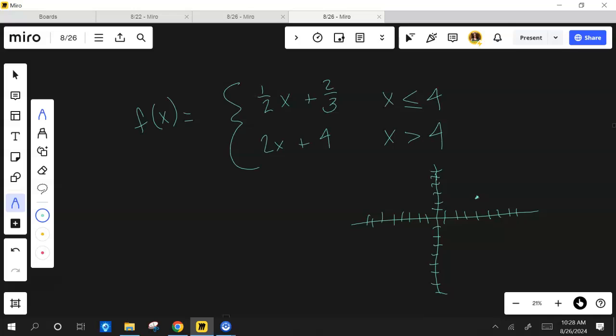You got the point 4, 8/3. Yeah. Right? And then you got the point 2, 5/3. Yeah. Okay. Where is 2, 5/3? That's something about like right here. Something about like right there. Why are my lines so squiggly? Alright. And now this one's open.